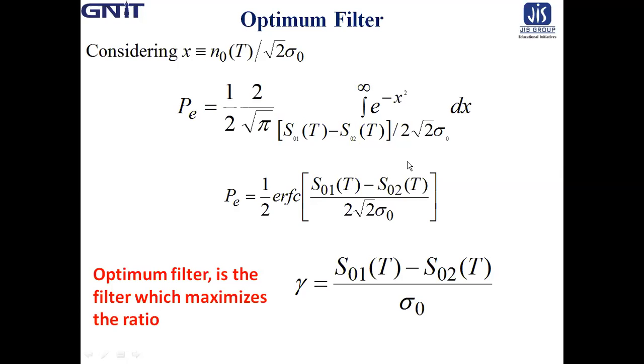So after simplification, the probability of error Pe is equal to half erfc of [S01(T) minus S02(T)] by 2 root 2 sigma0. So erfc, as I already described, is the complementary error function.